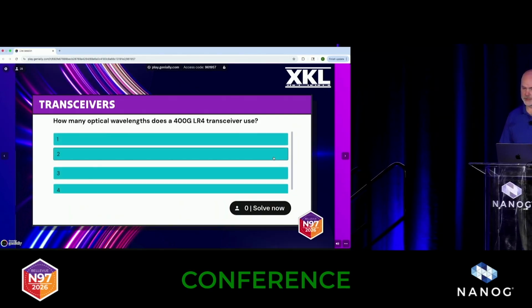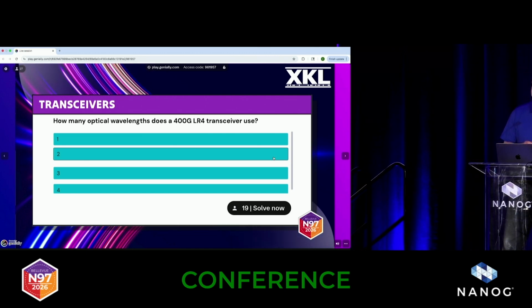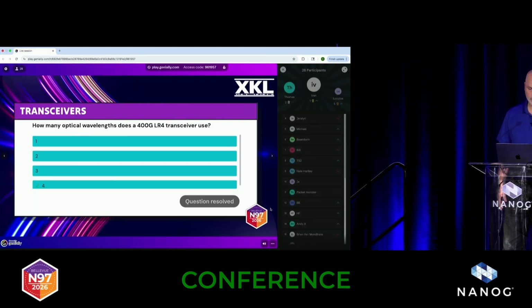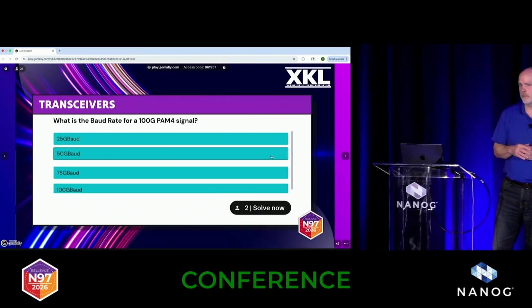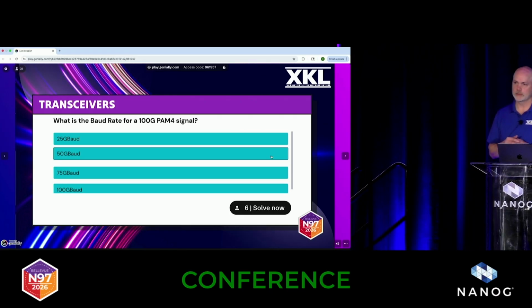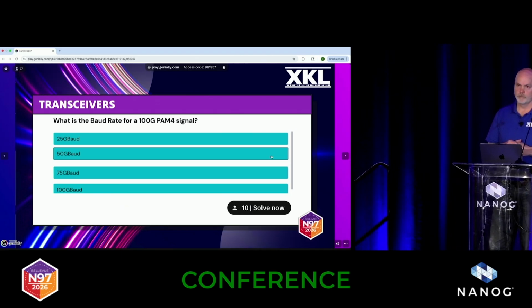How many optical wavelengths does a 400 gig LR4 transceiver use? How many wavelengths? Yeah, you guys got this. Too easy. It's 4. All right, so what's the baud rate for this? 100 gig PAM4. That's 2 bits per symbol. What's the baud rate?